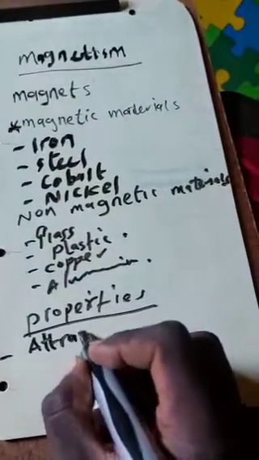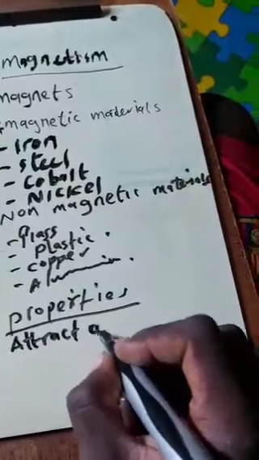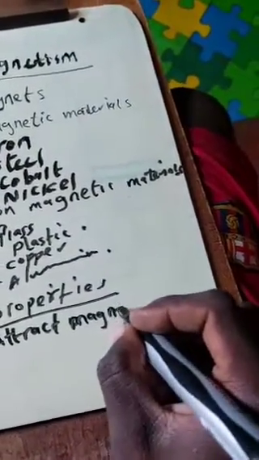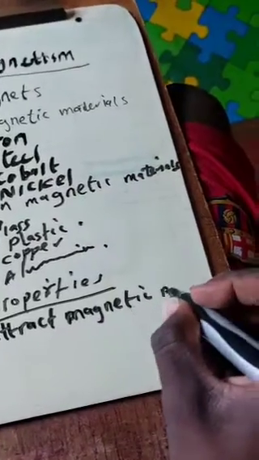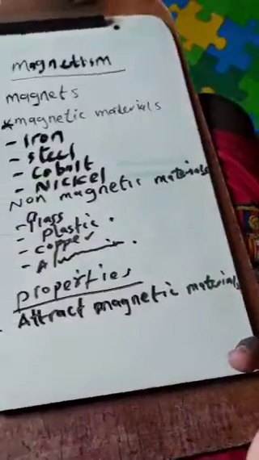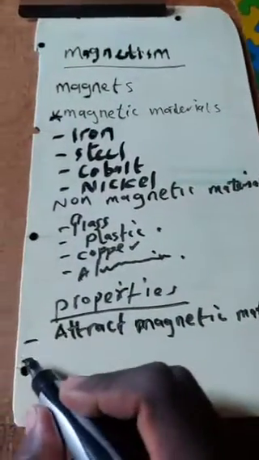All magnets attract magnetic materials. If it cannot attract magnetic materials, then it's not a magnet. That is the first property.